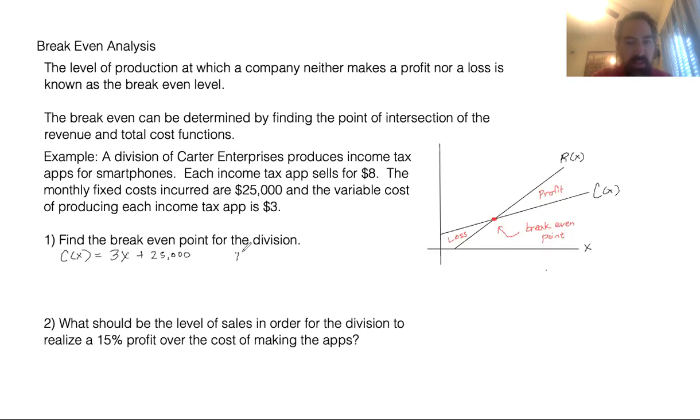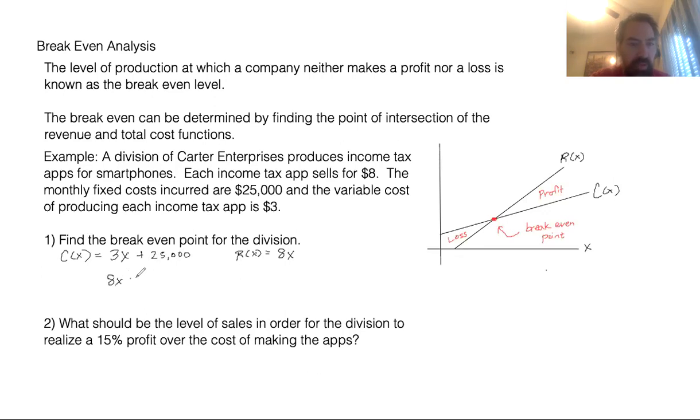I also need to find the revenue function. The revenue function is how much I will bring in from selling these apps. Each app sells for $8, so the revenue function would be simply 8X. I would get $8 times the X number of apps that are sold. So now the break-even point. This is where the revenue function equals the cost function. So I'm going to take these two functions and set them equal to each other.